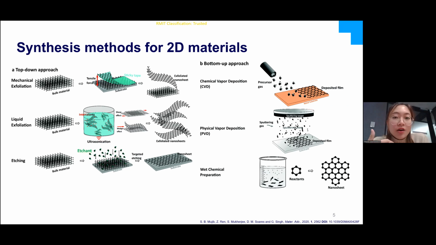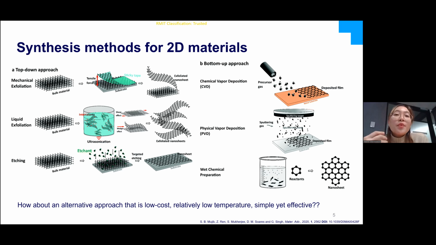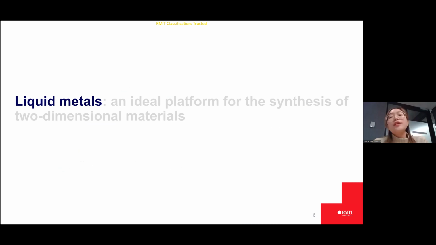Of course, these techniques are well developed, well known, and now widely used these days, but still there are some challenges that should be addressed, and we should look into that, be it high cost, high processing temperature, and complexity of the system. So how about we come up with an alternative way to make 2D materials that is cheaper, can work at relatively low temperature, simple, but also effective in the results. And this is where I'm going to introduce the role of liquid metals.